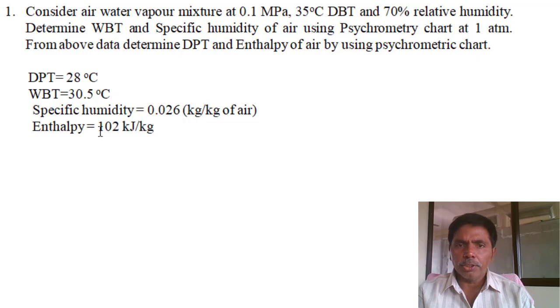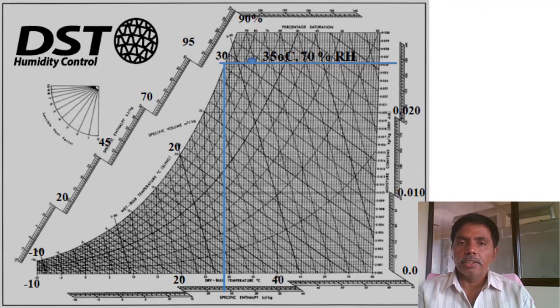Okay, I have directly shown the answers. How we extracted them, I will explain. This is the psychrometric chart. You can see initially 35 degrees centigrade: 20, 25, 30, 35, 40. This is the 35 degree centigrade line.